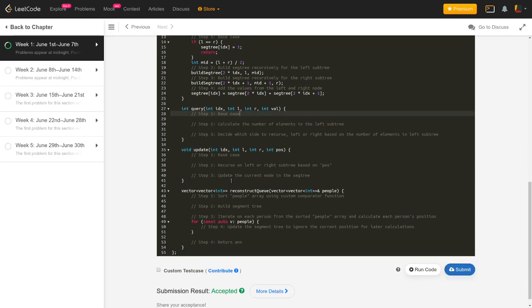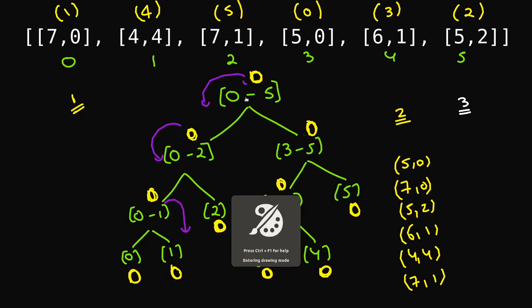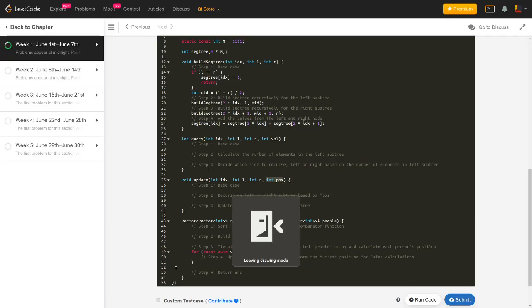So before doing that, let's just try to write the update function, because that's an easier one, right? So here the index corresponds to the index of the segment tree node. This L and R is again the same as what we used in the build segment tree, which corresponds to the range of the current node, and this position is the position which I need to make 0. So if you remember for this example, whenever I went to a leaf node, I made the value at that leaf node 0, right?